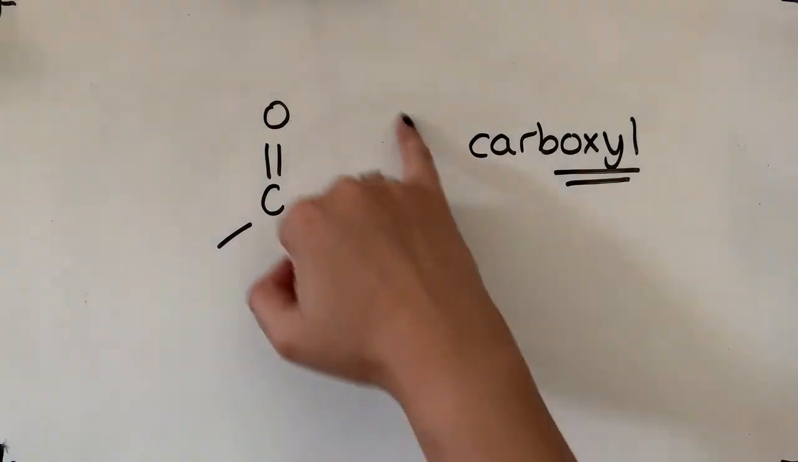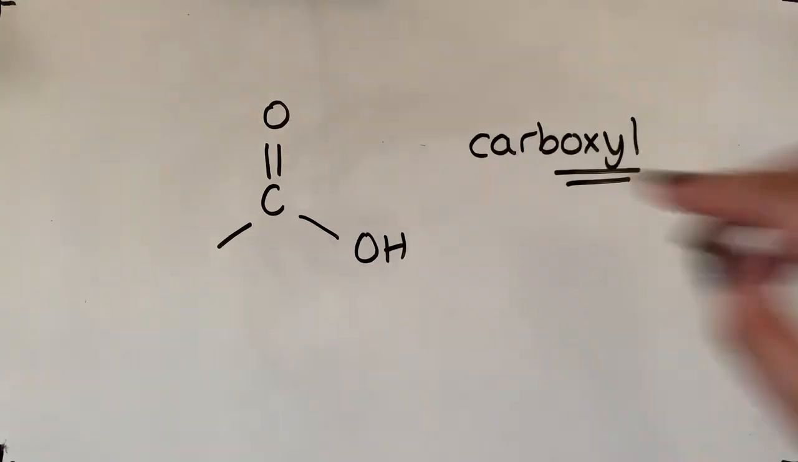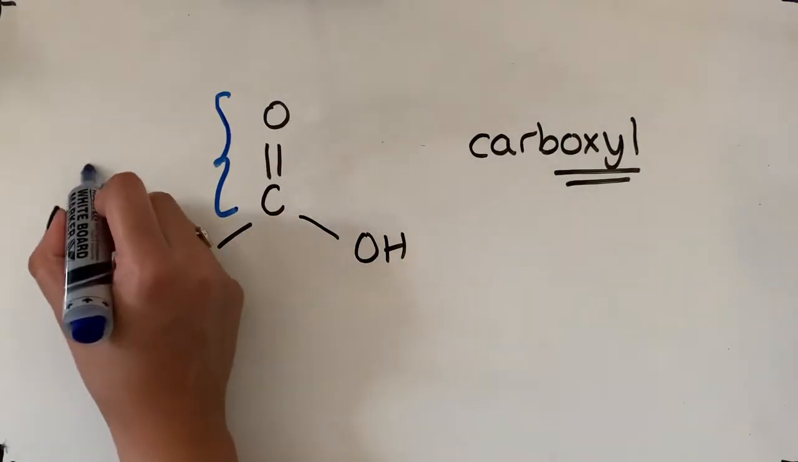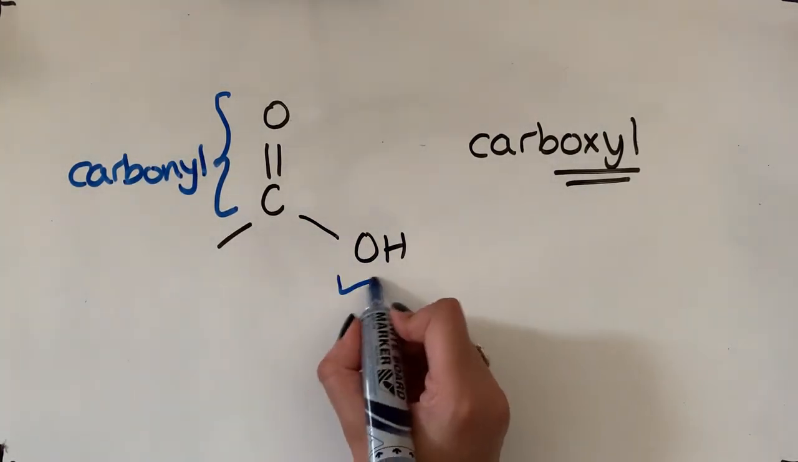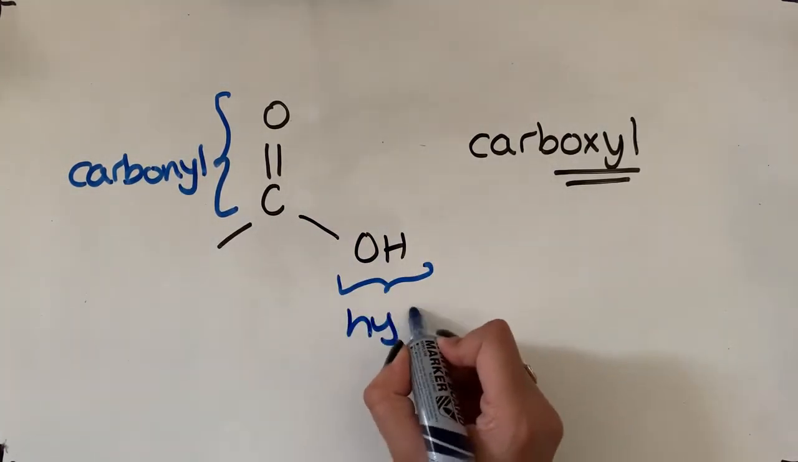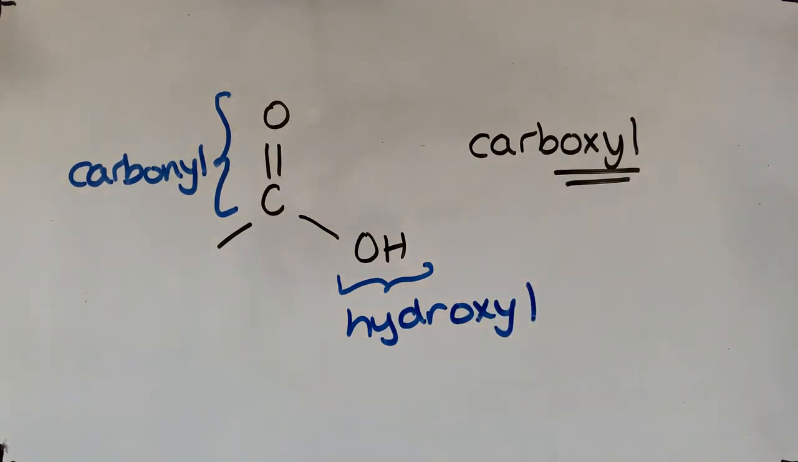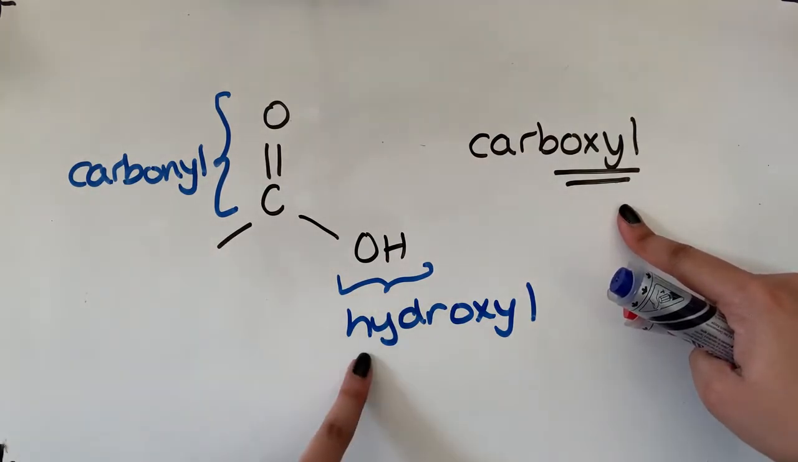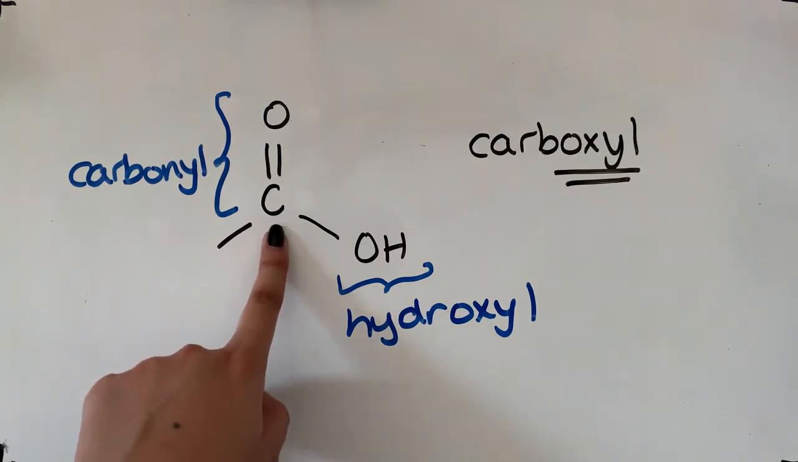If we just break down this carboxyl group, as you can see, that C double bonded to an oxygen, that part is what we call the carbonyl group. So we've looked at that before. So that's the carbonyl part. And over here, the OH is called the hydroxyl part. Okay. So as you can see, a carboxyl is a combination of a carbonyl and a hydroxyl group, but these both have to be attached to the same carbon for it to be a carboxyl group.